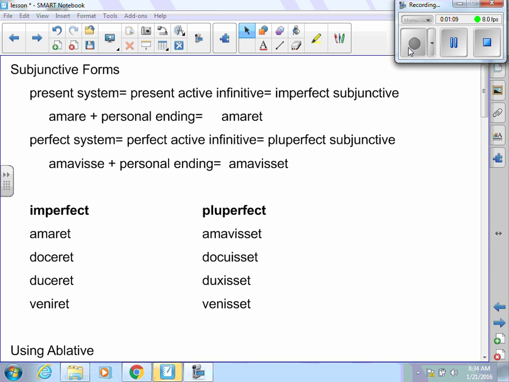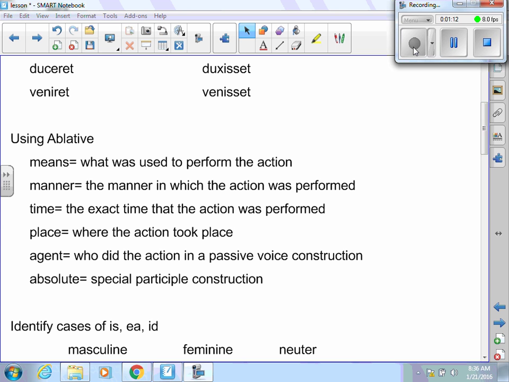These are our pluperfects. You're going to have to deal with using the ablative. There are several ways to use the ablative. You have the ablative of means. That's when you're going to use the ablative when you're trying to determine what was used to perform the action. You have the ablative of manner, which is the manner in which the action was performed. You have the ablative of time, which is the exact time that the action was performed. Ablative of place, where the action took place, the exact spot. Ablative of agent, that's who did the action in a passive voice construction. You have the ablative absolute. That is a special participle construction. For the ablative of place and agent, you will get a preposition. For the others, you will not.